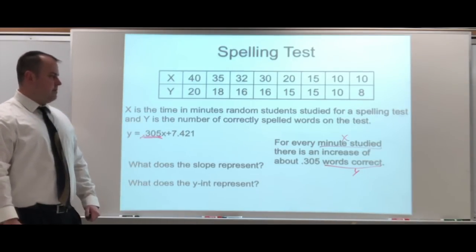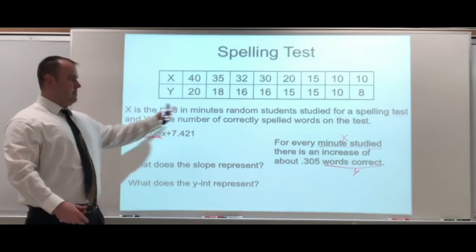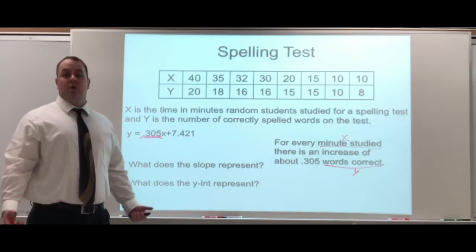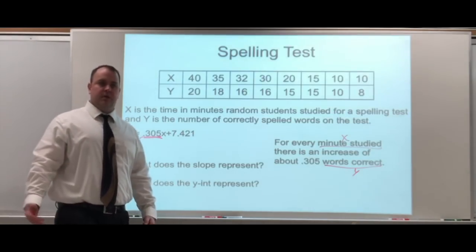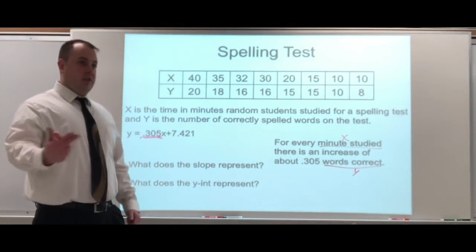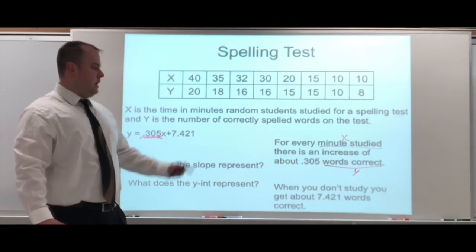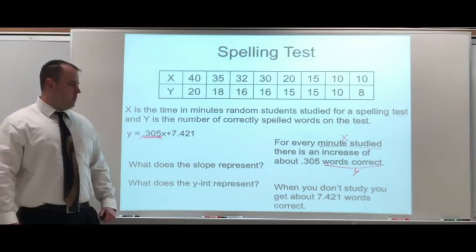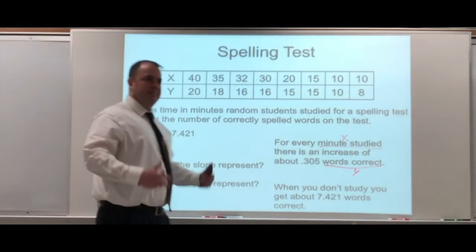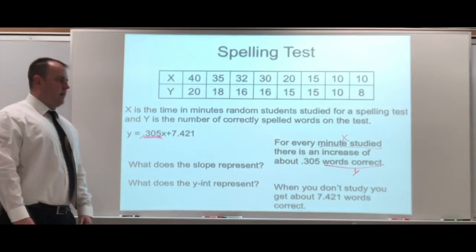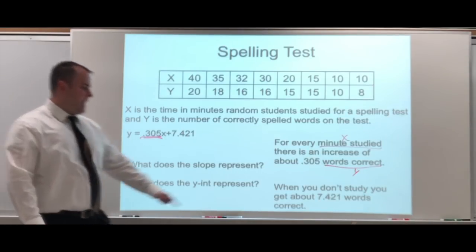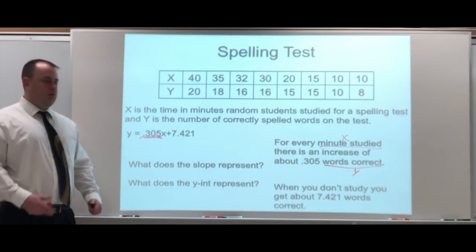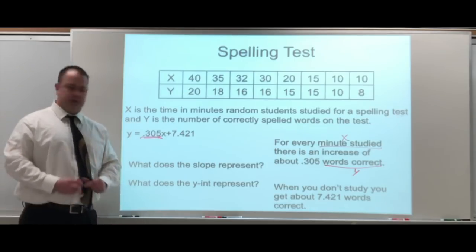Now for the y-intercept, what does it mean when x is 0? X is the time of minutes studied. You wouldn't say, I studied 0 minutes. That's not how you would have a conversation with someone, so phrase it like you would normally. If someone studied 0 minutes, what does it mean? When you don't study, you get about 7.421 words correct. That's just putting in common sense terms what the x variable means when it is 0. Again, we had that value, 7.421. Think about where we got that from, and you are talking about the y variable, words spelled correctly.